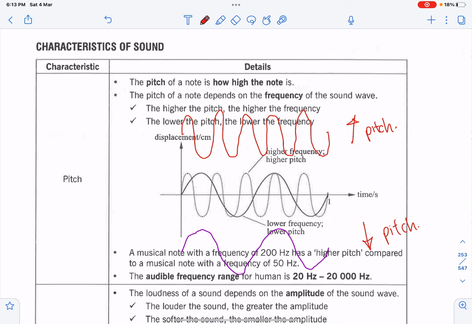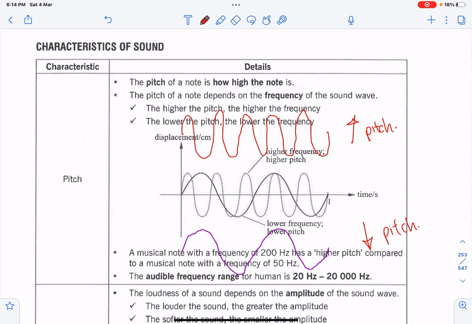Now, what is this pitch? Pitch is basically how high or how low your note is. For example, when you have a high pitch, you have a very squeaky, chipmunk kind of sound. Whereas a very low pitch is where you have a very deep voice. Like, let's say, opera singers, they can do very, very low pitch. So that is the main difference.